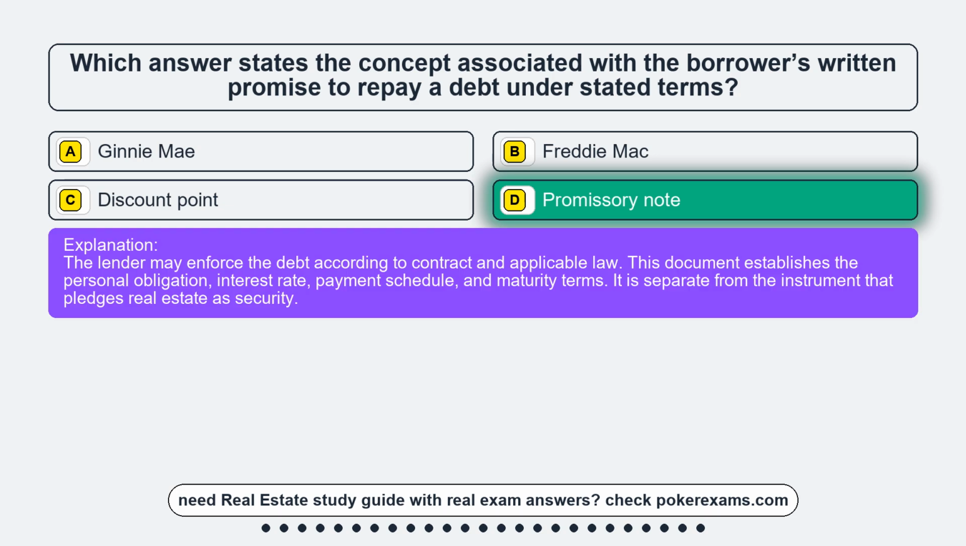The lender may enforce the debt according to contract and applicable law. This document establishes the personal obligation, interest rate, payment schedule, and maturity terms. It is separate from the instrument that pledges real estate as security.